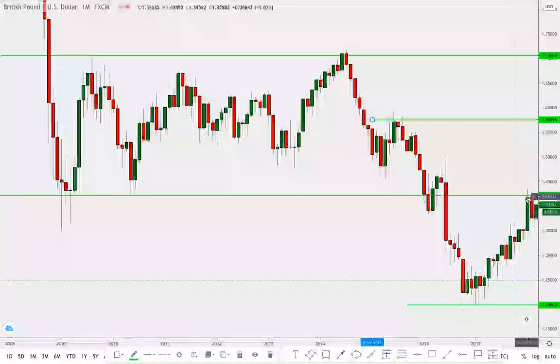Now, if I took you to the weekly time frame, which I'm going to do shortly, you'd see this in more detail, because this is a monthly time frame, so it's just showing one candle. On the weekly time frame, it will obviously show you more candles, and then you get to see the market react to this level in real time.